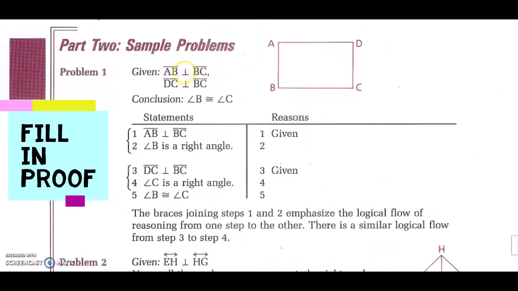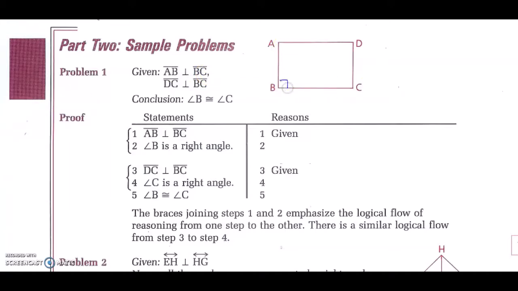Given segment AB is perpendicular to segment BC. Segment DC is perpendicular to segment BC. So we're going to start with our first given. AB is perpendicular to BC, that's given. So why is B a right angle? Because if segments are perpendicular, then they form a right angle. Now I would have combined steps 1 and 3 and 2 and 4, but the book didn't. So we'll go through this again.